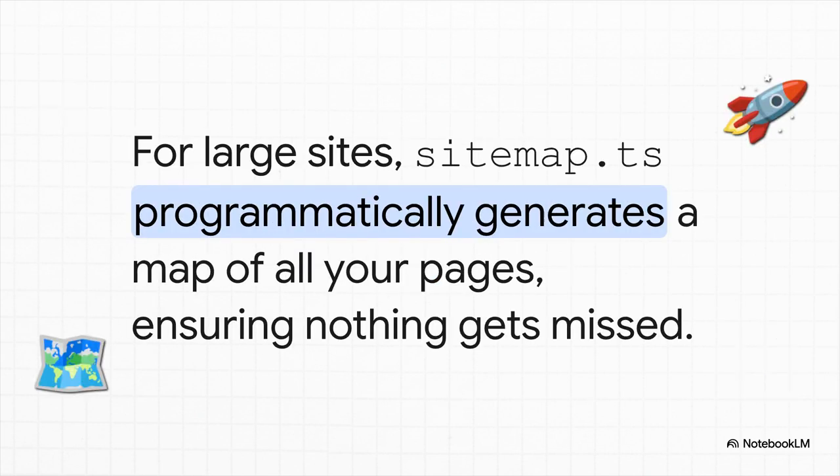And listen, if you have a big site with thousands of blog posts or products, creating a sitemap by hand is just impossible. That's where sitemap.ts is an absolute lifesaver. You can write a function that fetches all your content from a database and automatically generates a perfect, always up-to-date map for search engines. This makes sure nothing important ever gets missed.